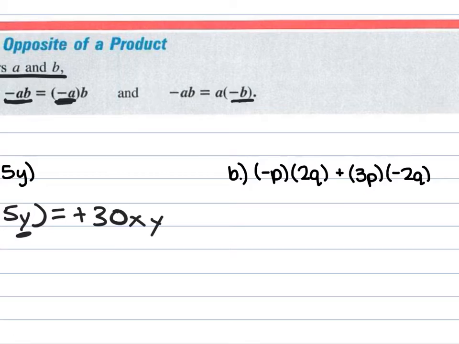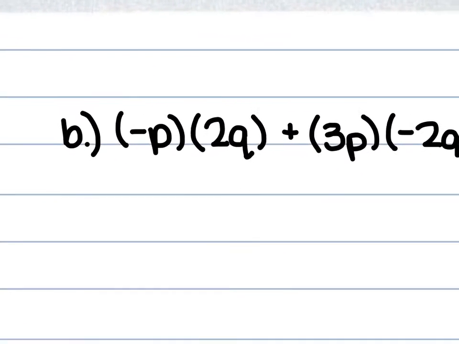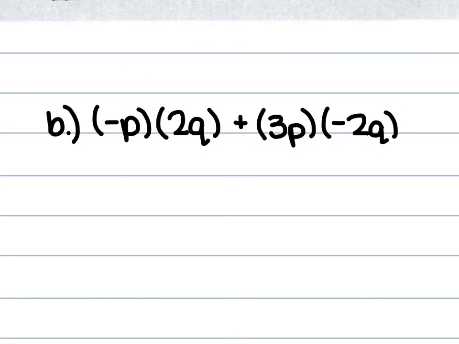All right, so let's try that on B. Remember, multiplication and division has to happen before addition. There's additions here, but the multiplication has to happen first. So let's start here. What is negative p times 2q? Okay, so it's definitely negative, because a negative times a positive is negative. There's a 2. It doesn't have any other numbers to multiply with. There's a p. It doesn't have any other p's to multiply with. And there's a q. It doesn't have anybody else to multiply with either.